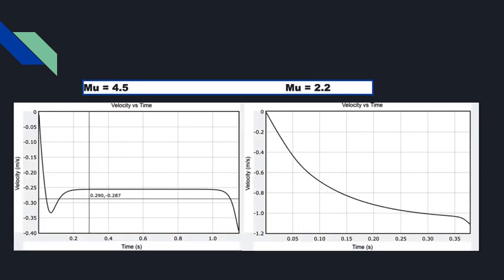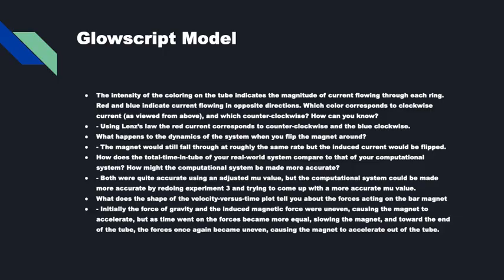Then here's the graph from the model. On the left is the graph with a mu value of 4.5, which is accurate to what we saw, and on the right is mu equals 2.2, which is what we calculated from lab 3, which turned out to give a sort of inaccurate graph.